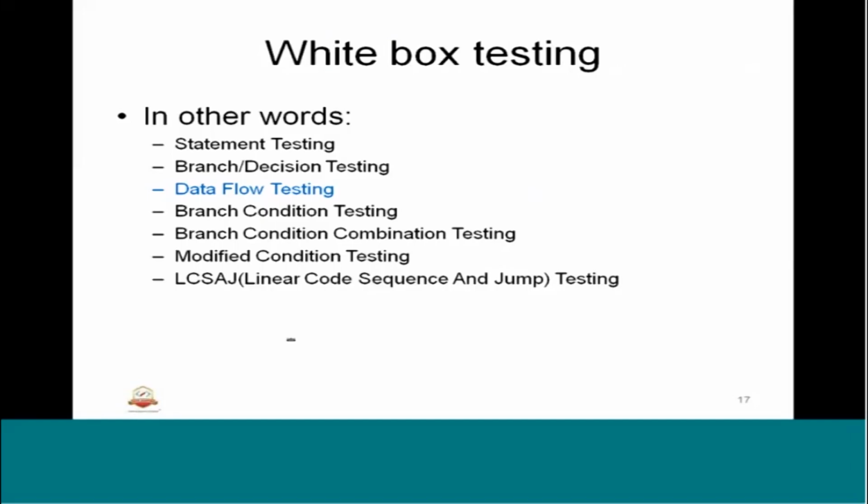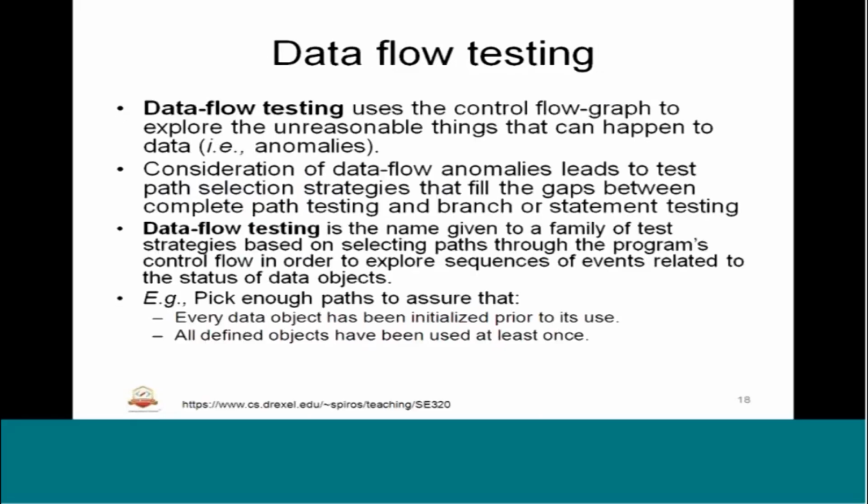Next we will see the other technique called data flow testing. Here also, data flow testing uses the control flow graph. The control flow graph, we know, is the basic control of the program, how it is going to execute with the structure of the program. So data flow testing uses the control flow graph to explore the unreasonable things that can happen to data. That means basically we use the data in terms of controlling the flow.